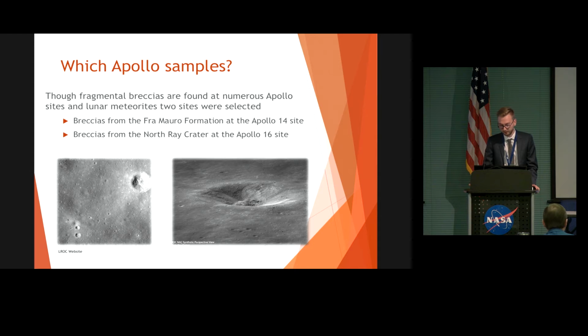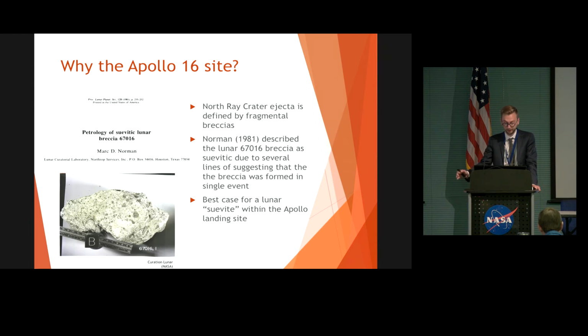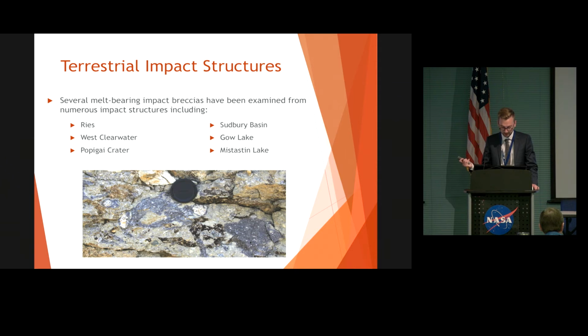So the Apollo samples that we've been looking at are limited to the Apollo 14 site and the Apollo 16 site at North Ray Crater and the Fra Mauro Formation at Apollo 14. The Apollo 14 site was originally proposed to be an ejecta blanket derived from the Imbrium Basin and is being described as analogous to the Bunte Breccia and limestone breccias at the Ries and not equated to the suevite breccia. The Apollo 16 site was originally proposed and had lines of evidence for being the best case of suevite in the Apollo collection, and so was our primary interest for this study.